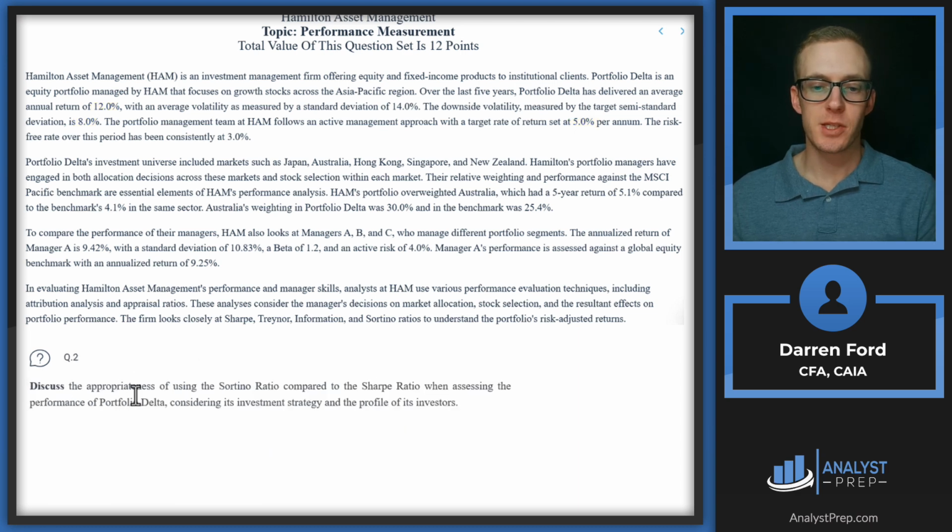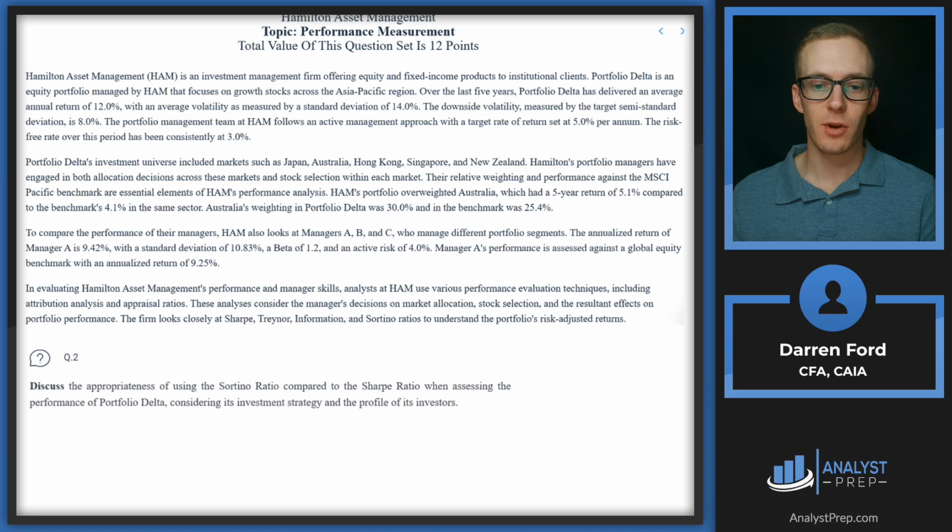Question 2, discuss the appropriateness of using the Sortino ratio compared to the Sharpe ratio when assessing the performance of Portfolio Delta, considering its investment strategy and the profile of its investors. So let's start reading a little bit more and see if we need any information, but I think everything we've read in paragraph 1 so far will answer our question. Portfolio Delta's investment universe included markets such as Japan, Australia, Hong Kong, Singapore, and New Zealand. The portfolio managers have engaged in both allocation decisions across these markets. There's no more information here.